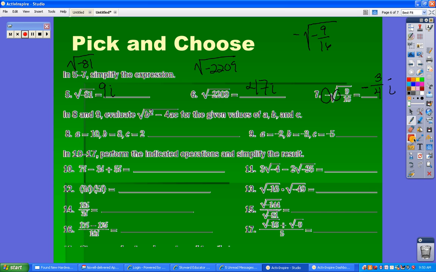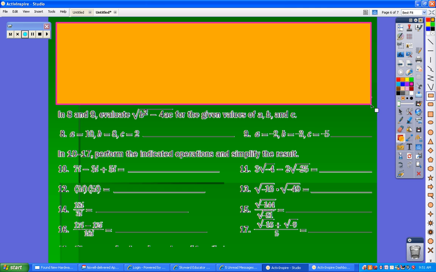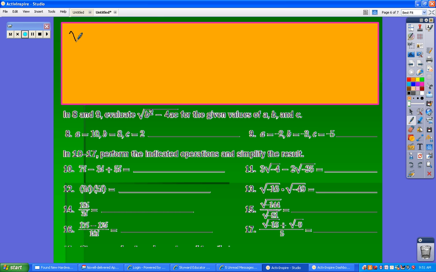Okay, now what they're asking us to do is to break out the part of the quadratic formula. This is actually called the discriminant. We'll talk about that later this chapter. B squared minus 4ac. We're going to plug in a, b, and c. And here I have a equals 10, b equals 8, c equals 2.